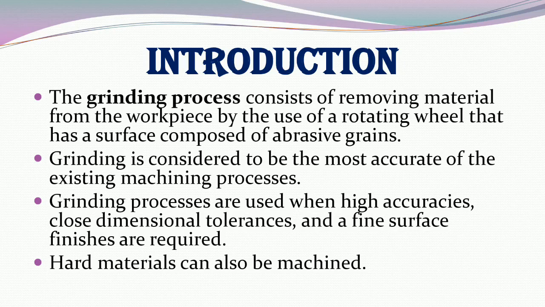Introduction. The grinding process consists of removing material from the workpiece by the use of a rotating wheel that has a surface composed of abrasive grains. Grinding is considered to be the most accurate of the existing machining processes. Grinding processes are used when high accuracies, close dimensional tolerances, and fine surface finishes are required. Hard materials can also be machined by the grinding process.